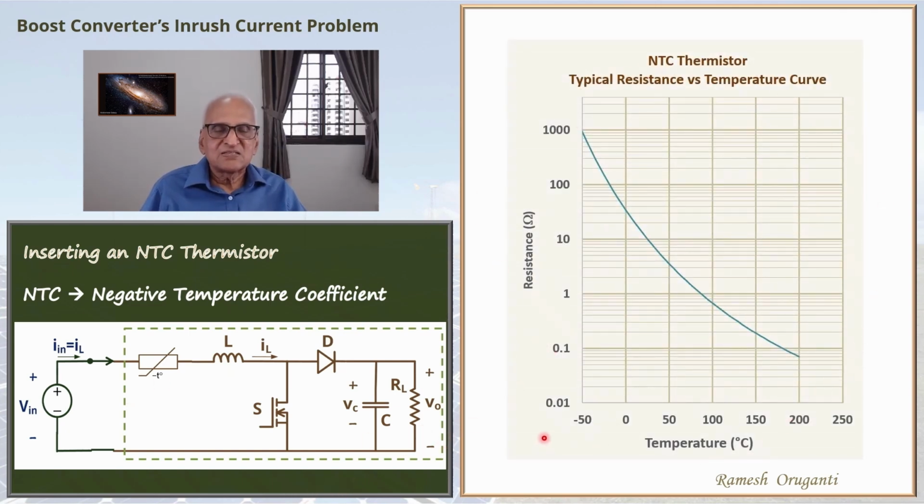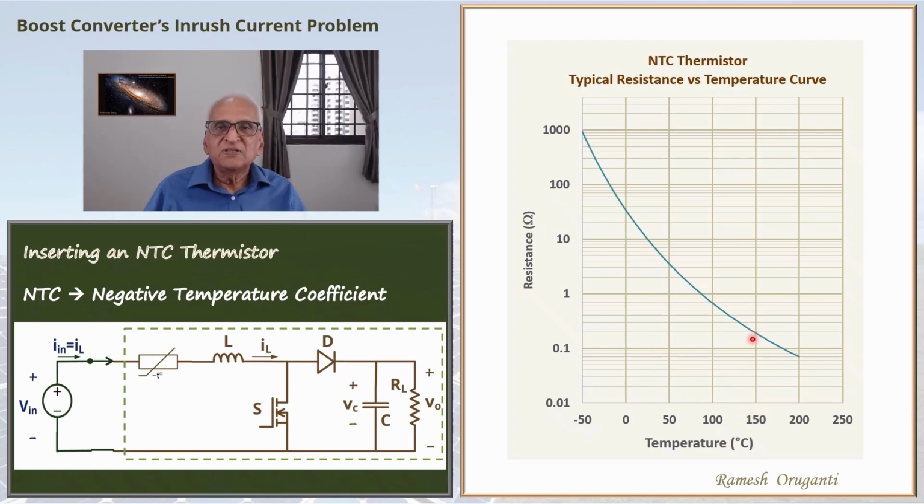The x-axis here is temperature. The y-axis is the resistance of the thermistor. The y-axis is plotted on log scale. You can see that around 25 degrees it is 10 ohms, while at 100 degrees it is less than 1 ohm, and at 150 degrees it is 0.2 ohm, and so on.